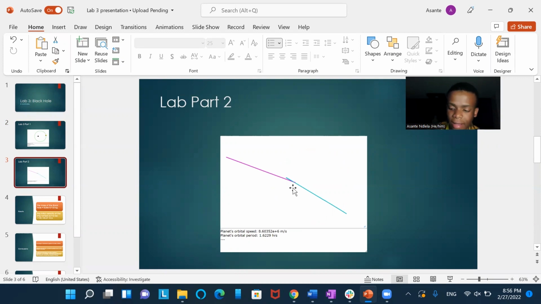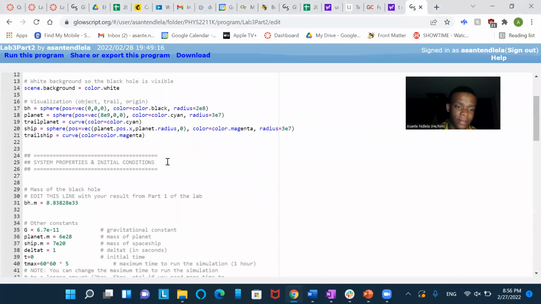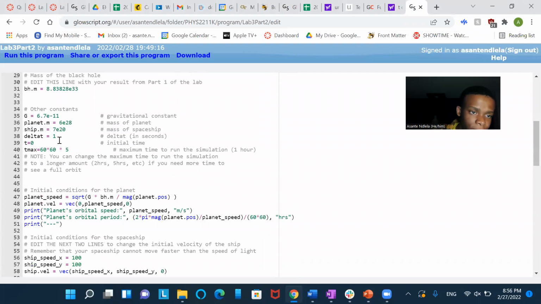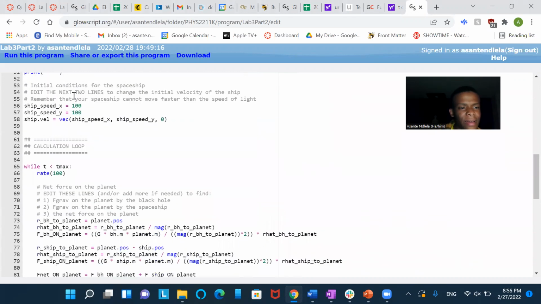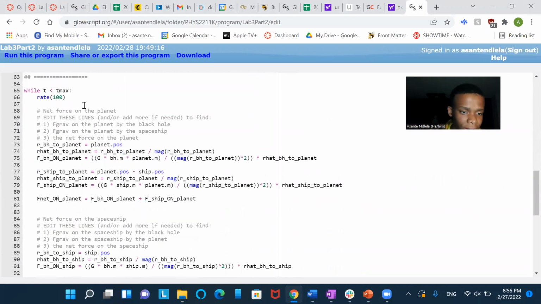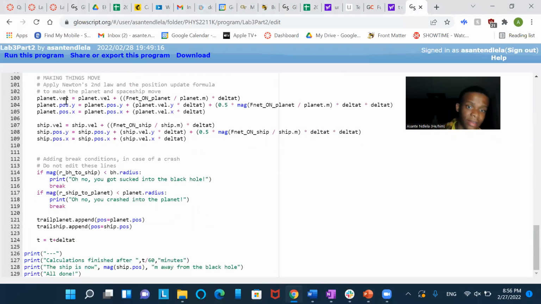In the second part of the lab, we had to calculate the initial speed of a ship for it to take off and land on a planet without crashing and to pass by a black hole. So here is the code I used for that second part. Here delta t is 1, and I transferred the mass from part 1 for the black hole into this line of code. And through trial and error, I estimated the initial speed of the ship and calculated the net forces and used the net forces to calculate the velocities and positions of the ship and planet.